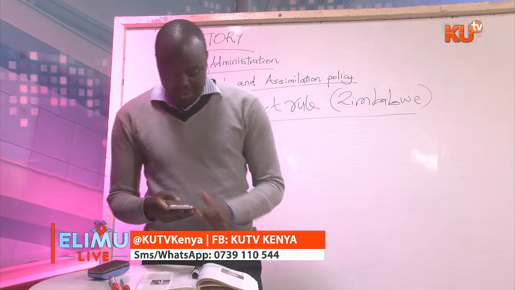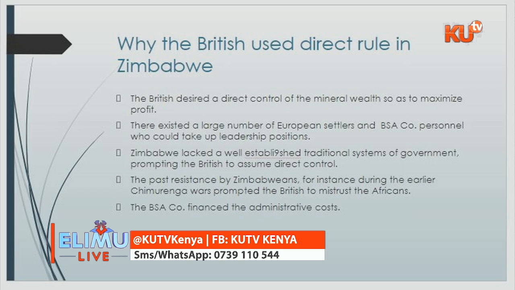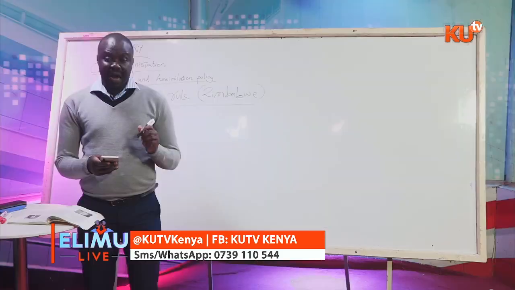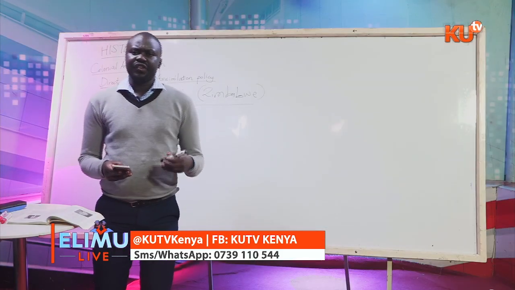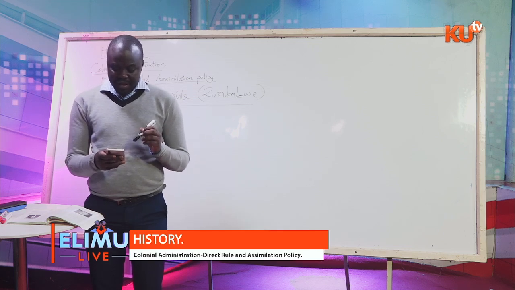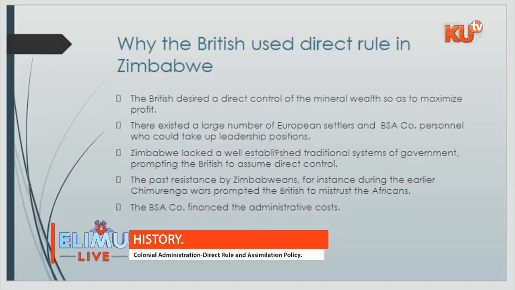If you look at your slides, I've outlined them. So number one, the British desired direct control of the mineral wealth so as to maximize profit. When the British came to Southern Rhodesia, they wanted to exploit the mineral resources, and they also wanted to exploit the agricultural lands. I'm going to explain how they acquired the lands, and it's not far from what we had in Kenya. Again, there existed a large number of European settlers and British South Africa Company personnel who could take up leadership positions.